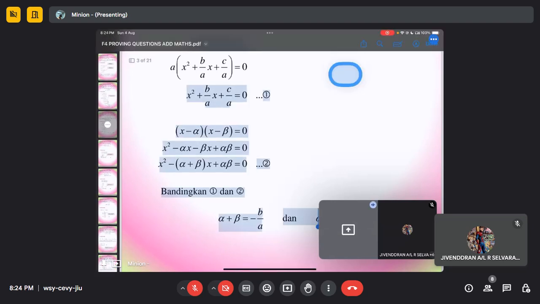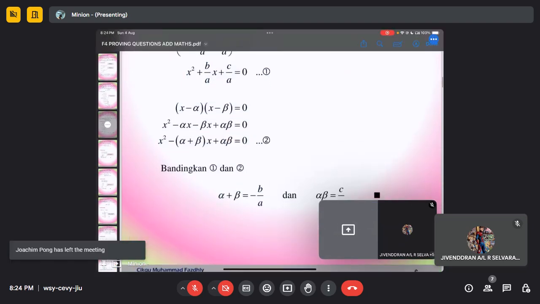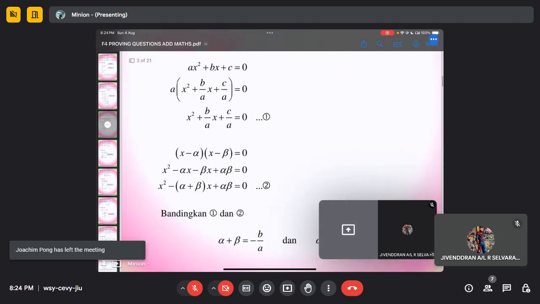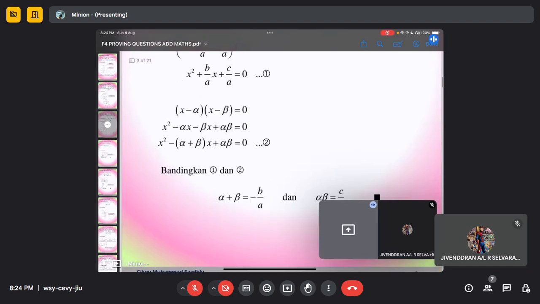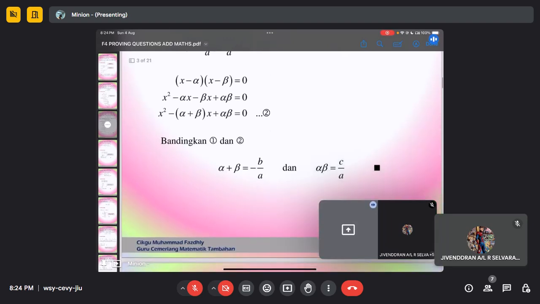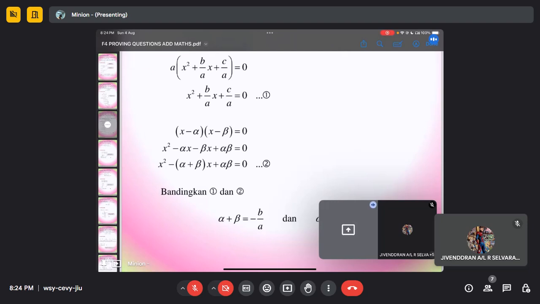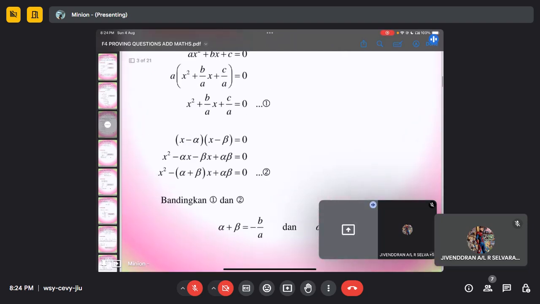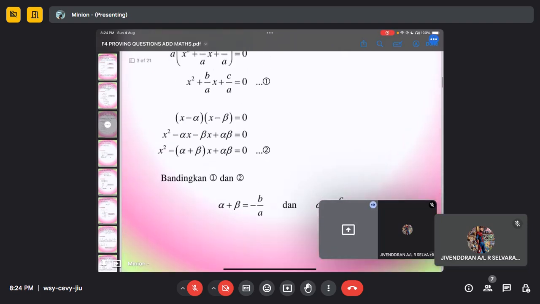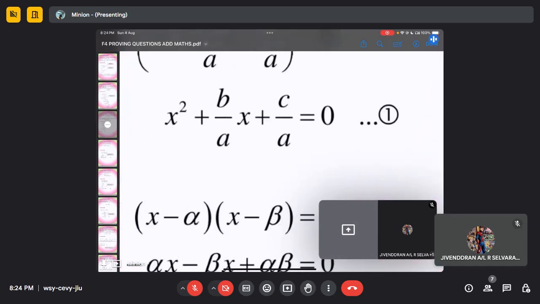So if you compare both equations, x squared plus b over a x plus c over a equivalent to 0, and the second equation, x squared minus alpha plus beta x plus alpha beta equivalent to 0, you'll get alpha plus beta is negative b over a, and alpha beta will be c over a. Can you see here?